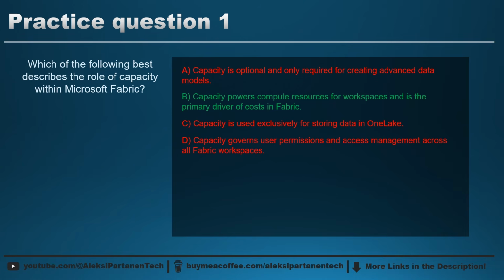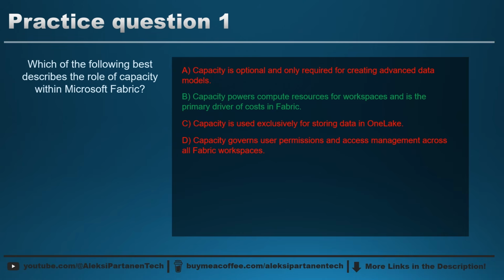And the answer for this question is B, since capacity provides the compute resources necessary for all activities in Fabric, such as creating and running data pipelines, notebooks, and accessing data in OneLake. It is also the primary cost driver in Fabric. As for the incorrect answers, A is incorrect as capacity is mandatory for any activity within Fabric, not just for advanced data models.